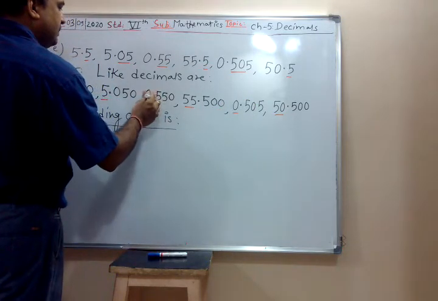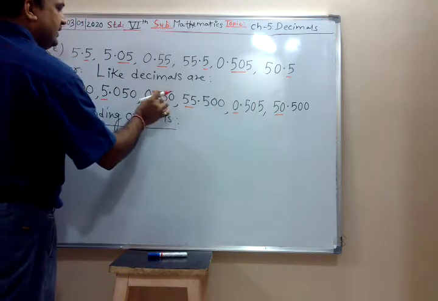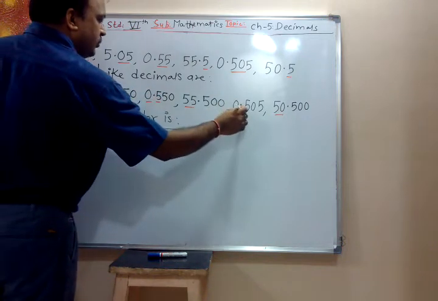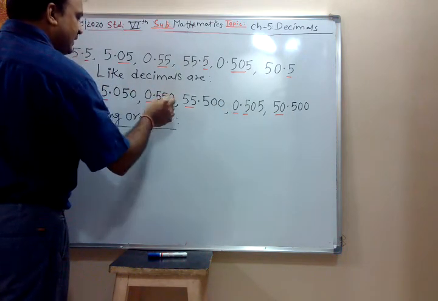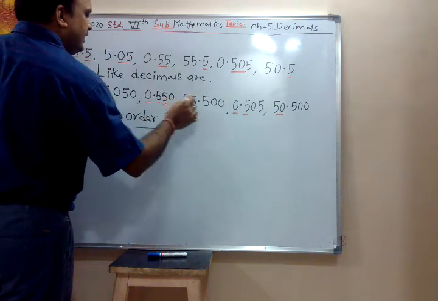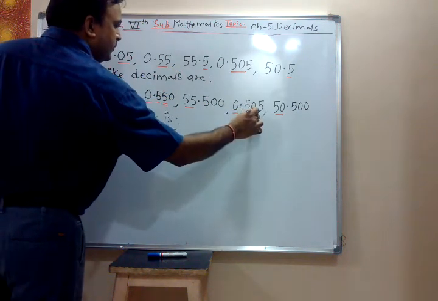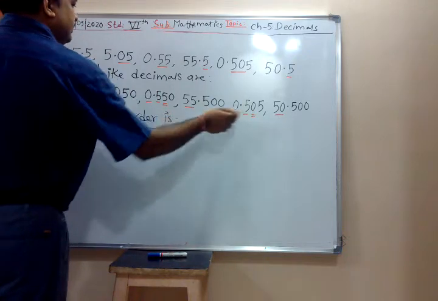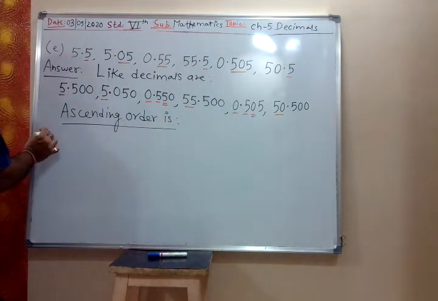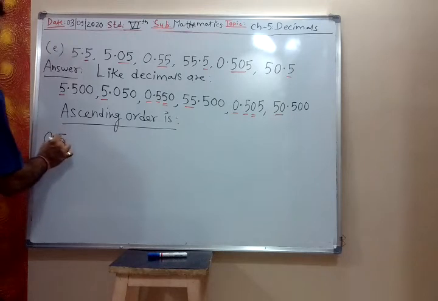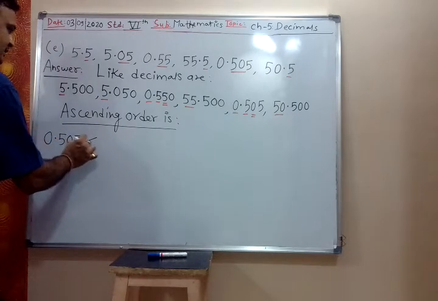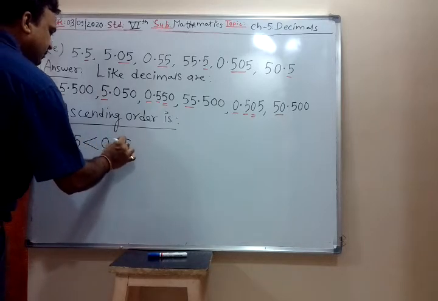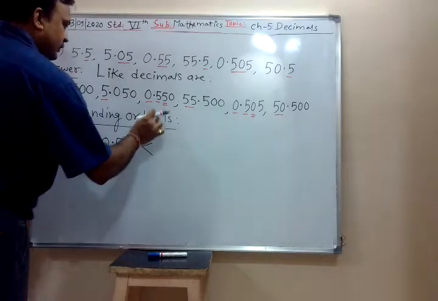Let us compare these two, which are smallest. Let us compare the digits after the point. After the point it is 5, and after the point it is 5. Same. Second digit: it is 5 and it is 0. So this is smallest. So we start with 0.505. 0.505 is less than 0.550. Okay, so these two we have arranged.